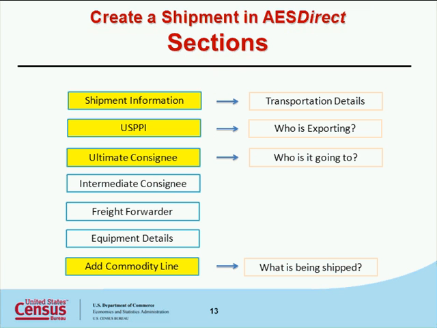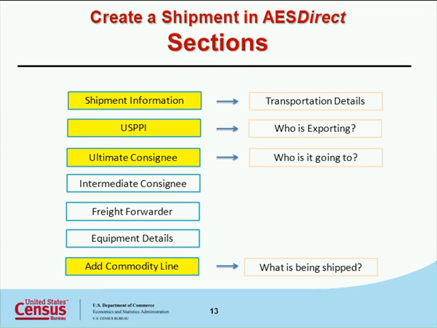Highlighted are the 4 sections that most shipments require. Let's go over each one. In the shipment information section, it will contain general transportation information and carrier details. This is required for all shipments.